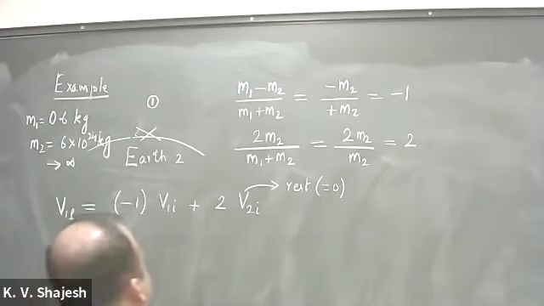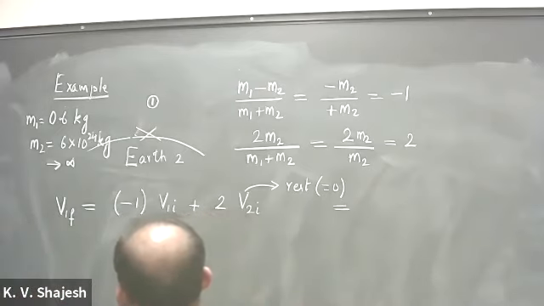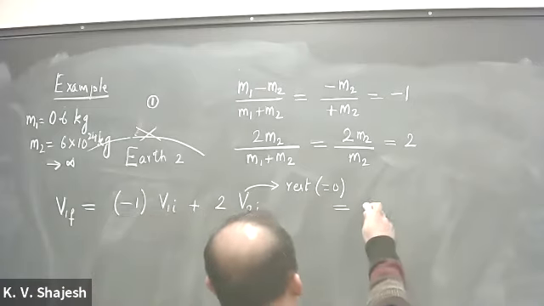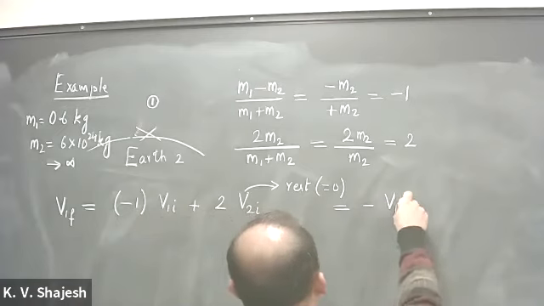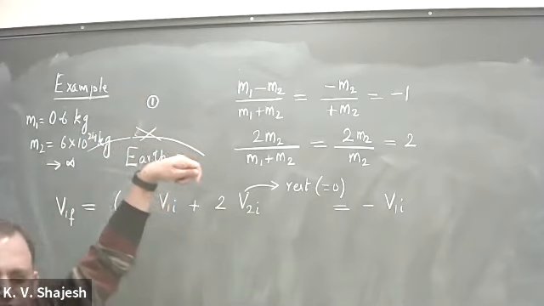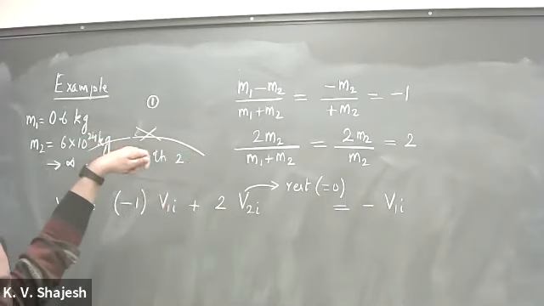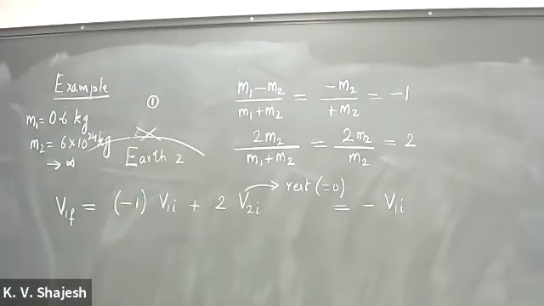So what that means is that V1 final, the velocity of the basketball after collision, is exactly the negative of V1 initial. That means that if the basketball came down and hit the Earth with plus 5 meters per second, it will reverse its velocity after collision and start going in the upward direction. And that's exactly what we see when we bounce a ball on the floor, or on the surface of Earth.